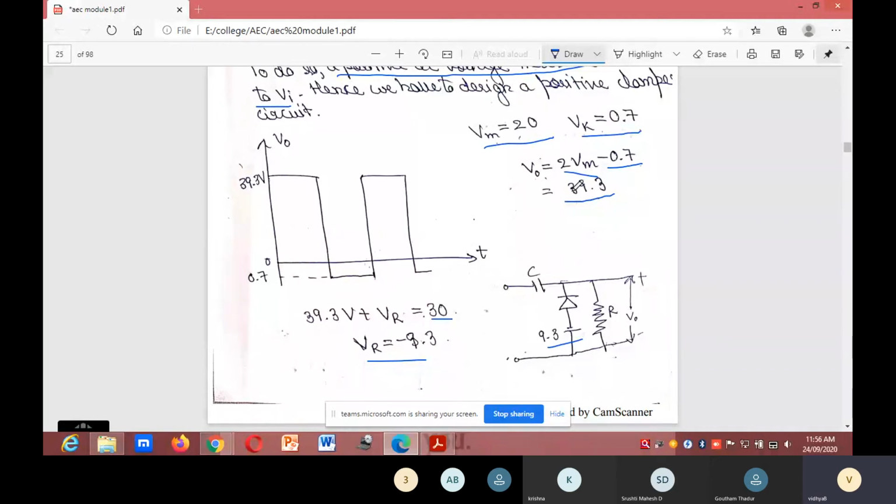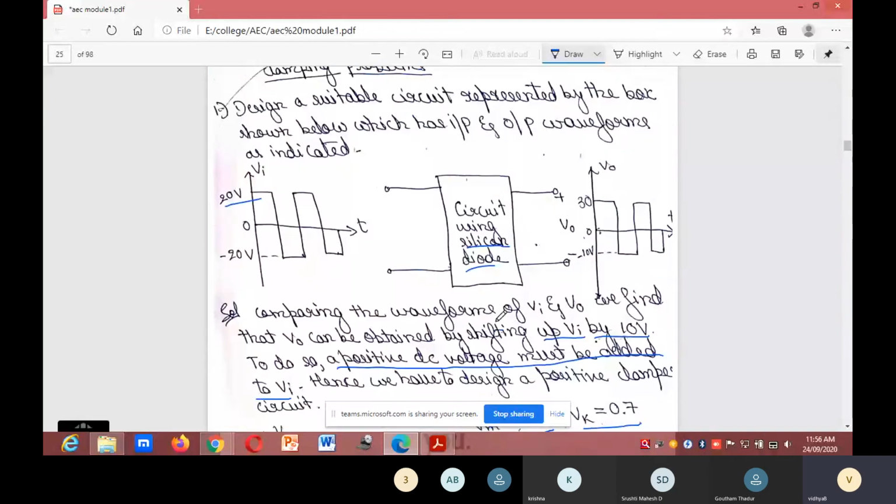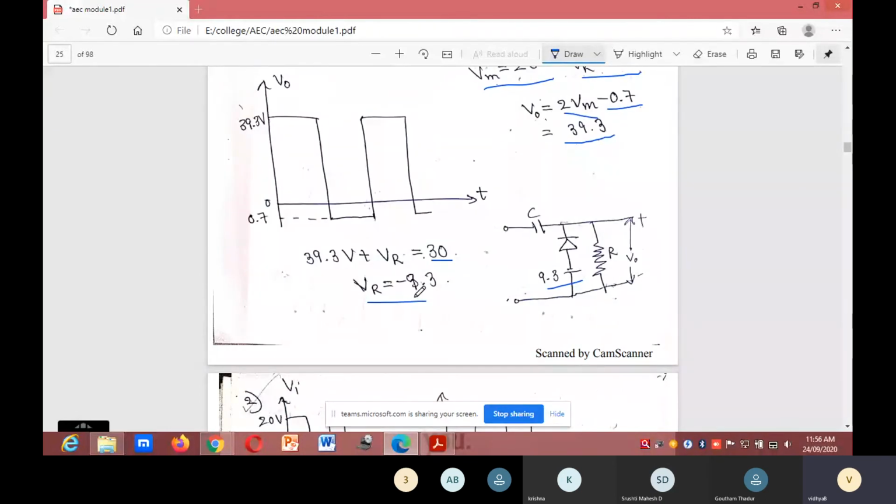In V0, what did we get? 39.3, and VR is minus 9.3. But what about the output they have given, 10? 10 minus 9.3, you will get 0.7, and that is what you need to draw.